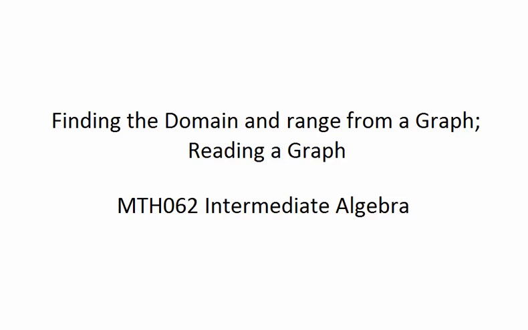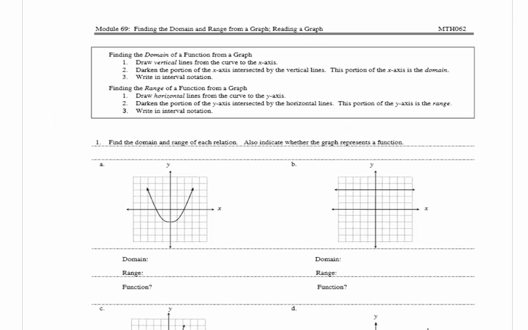In this video, we're going to be finding the domain and range from a graph and reading a graph. Finding the domain of a function from a graph, first we're going to draw vertical lines from the curve to the x-axis, and then we're going to darken the portion of the x-axis intersected by the vertical lines, and this portion of the x-axis is the domain. And 3, we're going to write the interval notation.